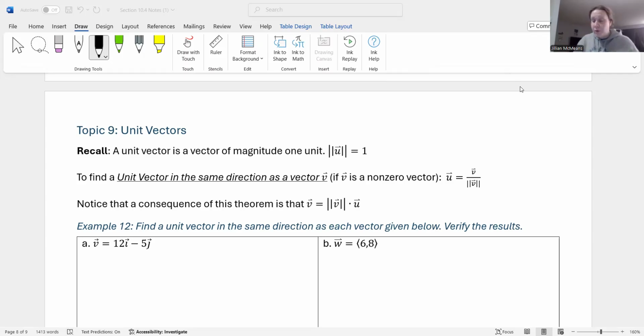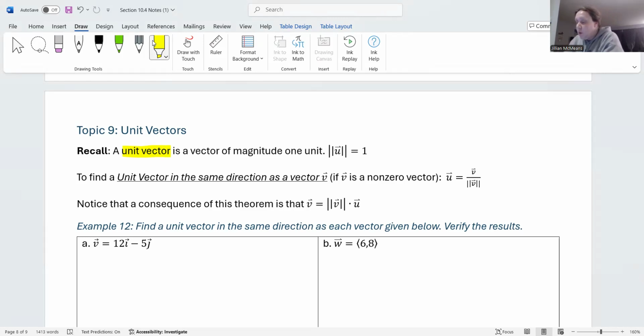For topic 9, we're going to go back to the idea of a unit vector. We've mentioned this twice, a couple of different times, very briefly. So please recall that a unit vector is a vector of magnitude 1. So it's a vector that has a length of 1 unit, whatever the unit may be.